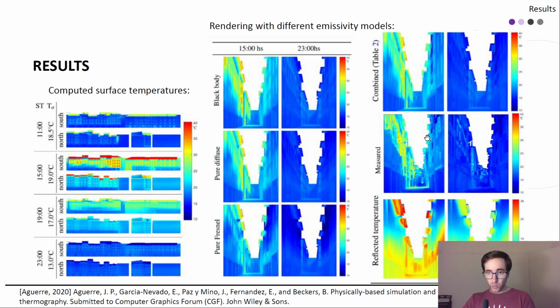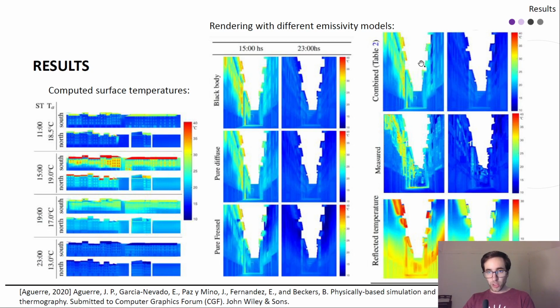For example, we can see that here we have some glass windows that produce reflection to the sky, which is, of course, much colder, and that's why we see these blue or dark blue parts in here that cannot be seen in the pure diffuse. They can be seen in the pure Fresnel, but of course the pure Fresnel has the problem of not producing accurate results in the walls and in the window blinds.